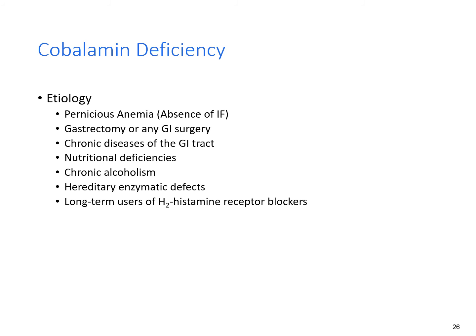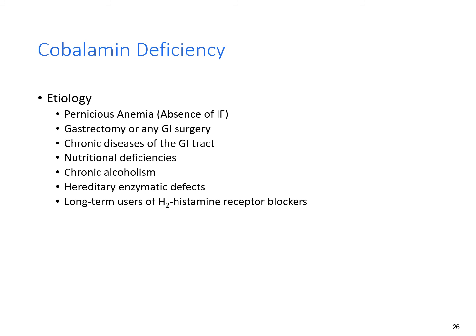So how might somebody end up with cobalamin deficiency, right? Well, if they do not have intrinsic factor, right? Because you know that in order to have vitamin B12 absorption, you need to have intrinsic factor. So if you do not have intrinsic factor, you are going to have cobalamin deficiency, and that can be termed pernicious anemia, right?